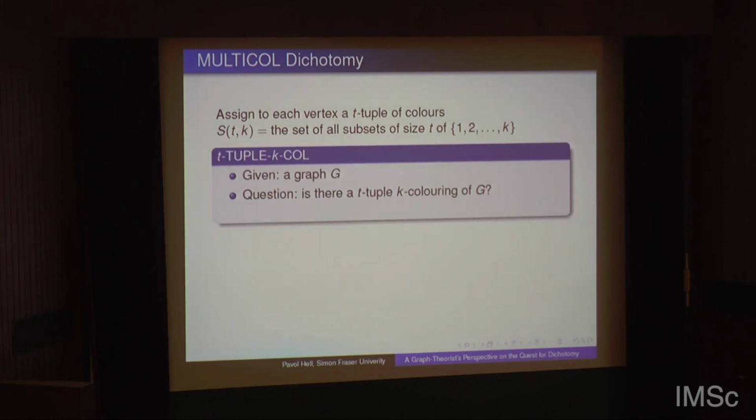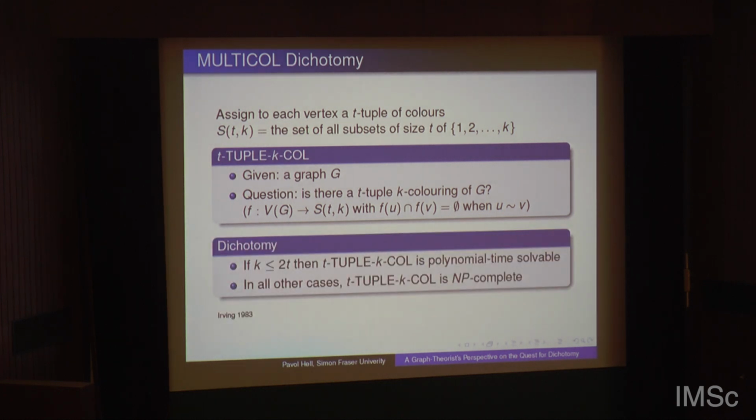So here is the t-tuple K coloring problem. Given a graph G, is there a t-tuple K coloring of G? And this is a result of Irving, 1983. If T is too big with respect to K, at least half of K, then either you don't have disjoint tuples, or every tuple has a unique opposite tuple. And in those trivial problems, the problem is polynomial, and in all other cases, the problem is NP-complete. So you feel this is kind of similar to the ordinary coloring, and in fact, it extends the dichotomy.